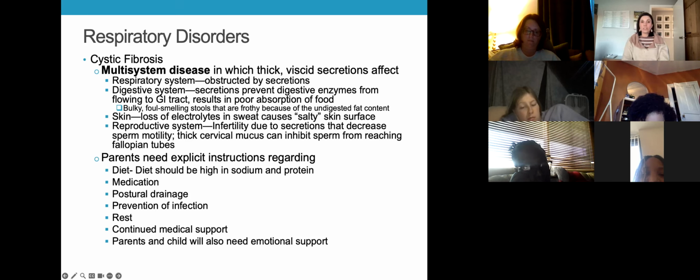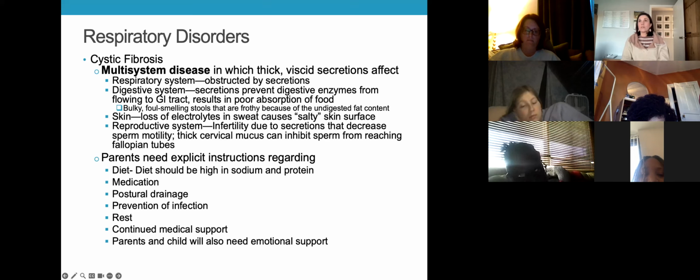They're going to need medications. We're going to have to give them pancreatic enzymes at meals. We're going to teach them things like postural drainage to help with those secretions. Infection prevention is going to be key. Even a simple cold for a cystic fibrosis patient is life-threatening.